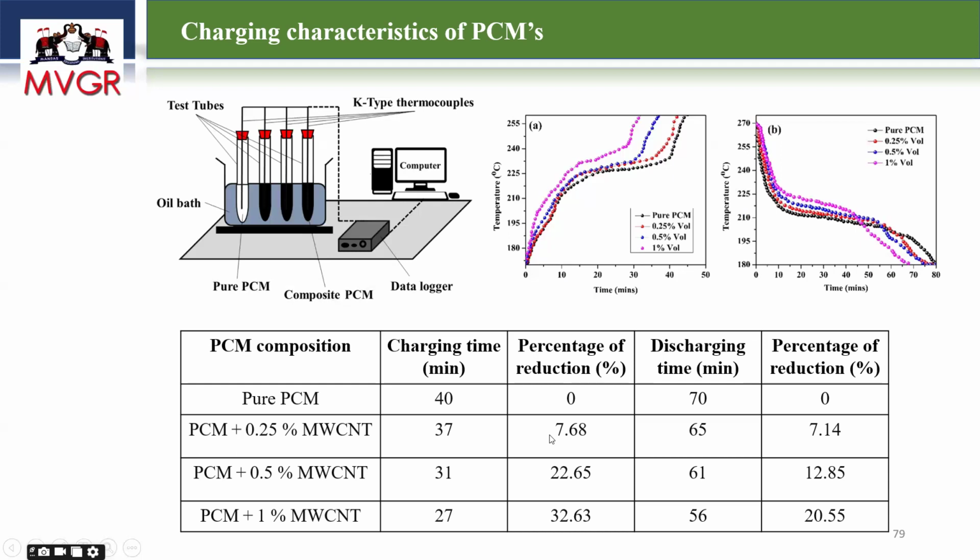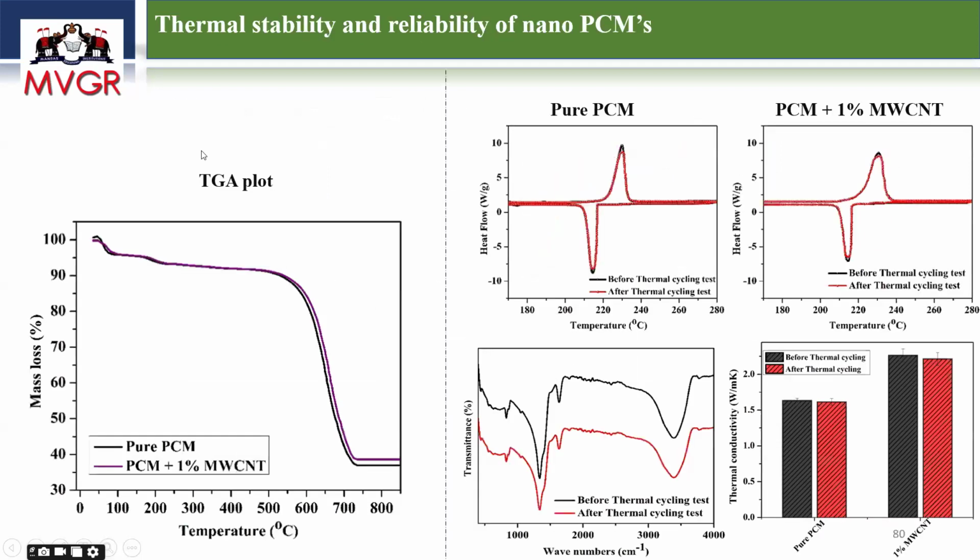And here the TGA experimentation, I already told you, if you conduct the TGA, we can see the onset degradation temperature point. This is my onset degradation temperature point here. My nano-enhanced PCM material can withstand temperatures up to 650 degrees. My PCM melting point is at 230 degrees centigrade only, but I can effectively operate this material up to 650 degrees centigrade. That is possible.